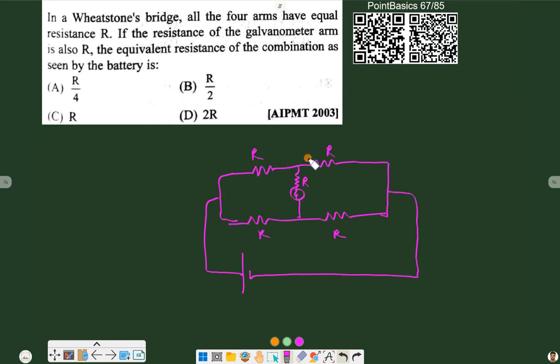Now, as we can say, all resistances are equal. So what will happen? The Wheatstone bridge will balance, and if it is balanced, it means we can ignore the middle part. And if we ignore the middle part, what will we have? We have R and R in series, so 2R, in parallel with again 2R, and these two in parallel give us R. So the final resistance seen by the battery is equal to R. Moving to the next one.